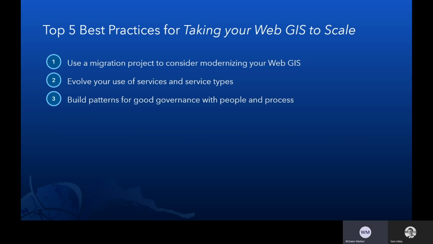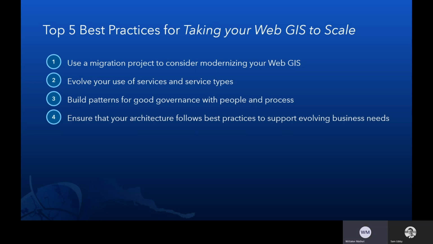The third best practice is really around governance, which is to acknowledge that successfully rolling out enterprise systems across an organization, of course, requires technology, but it also requires people and process. We think it's important to take a hard look at your operational procedures, the roles and responsibilities, as well as other governance related aspects to ensure that you're able to not just take your WebGIS to scale, but to operate it successfully as it grows in use.